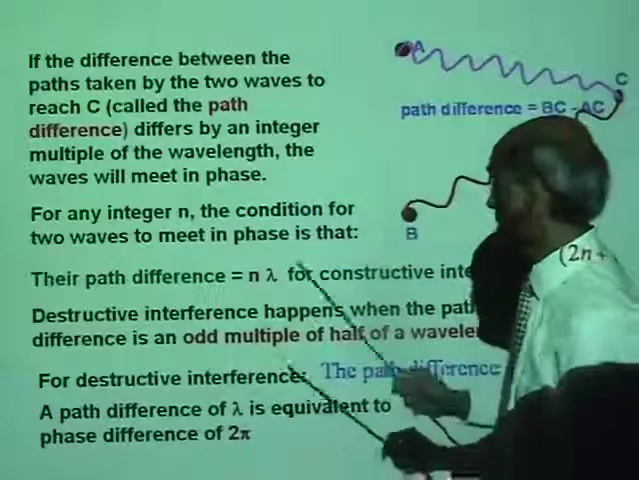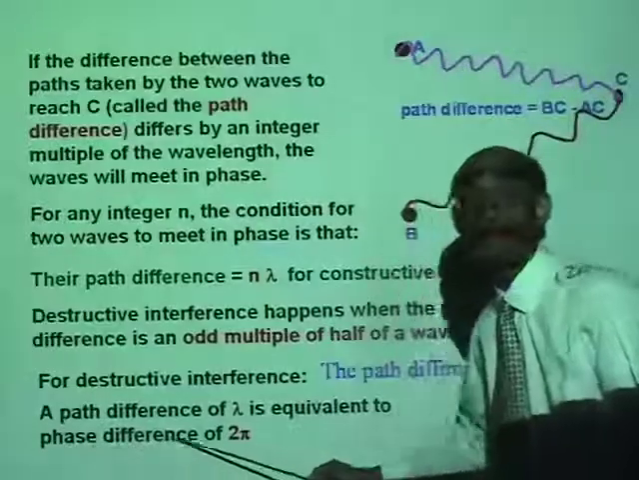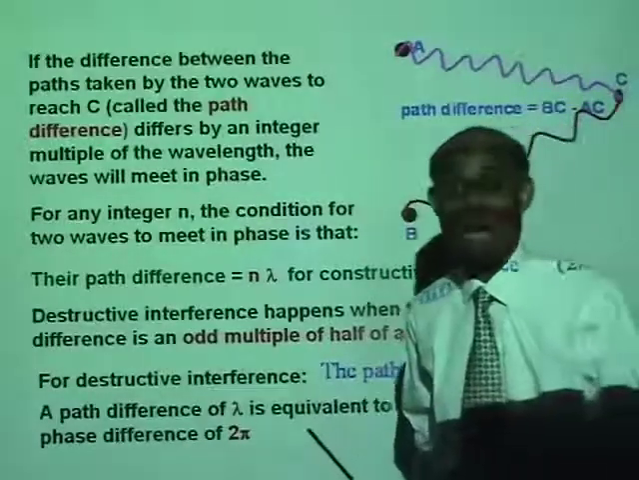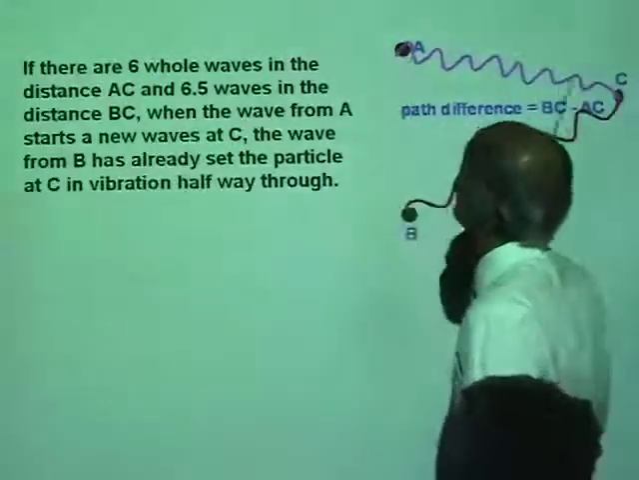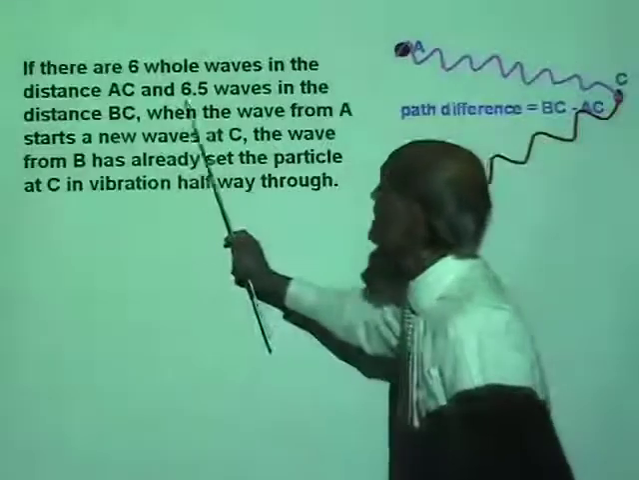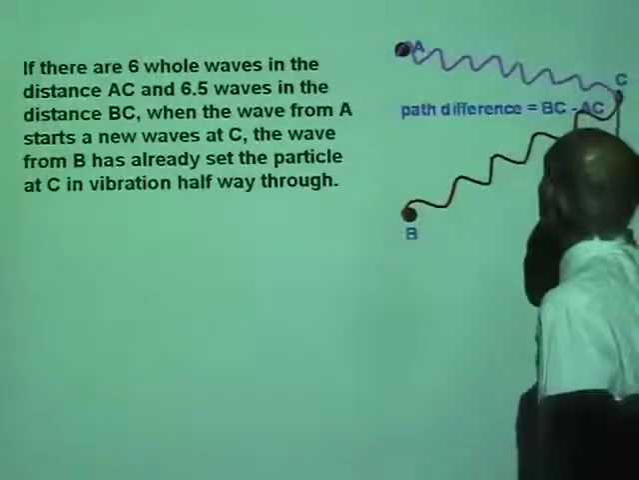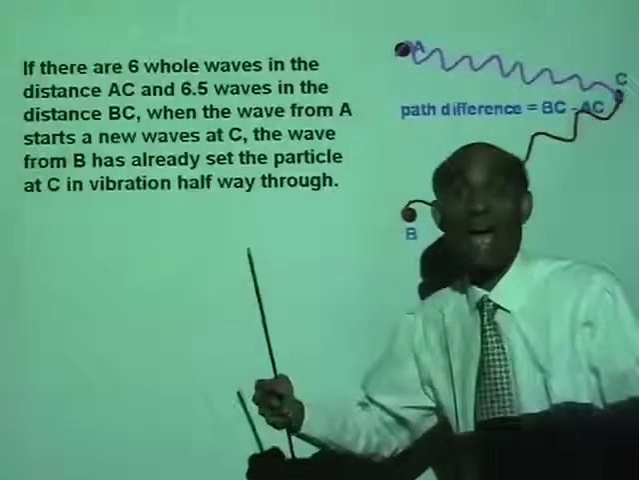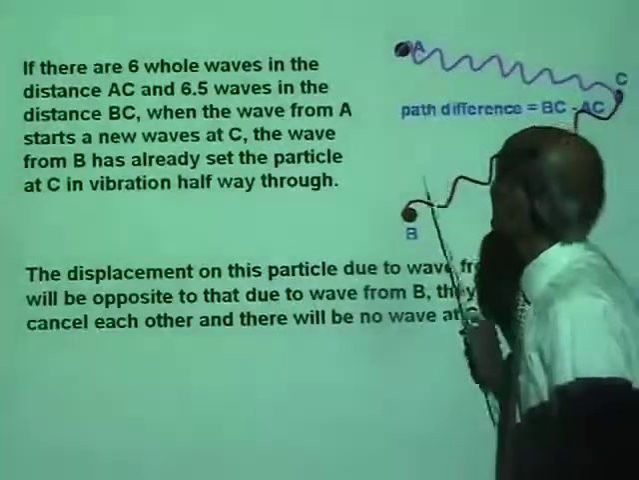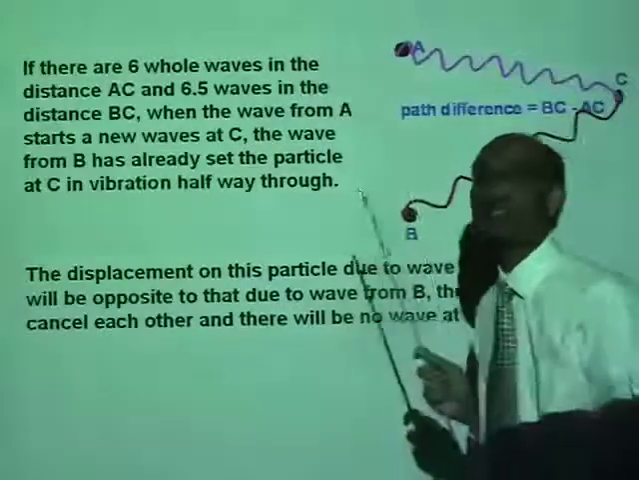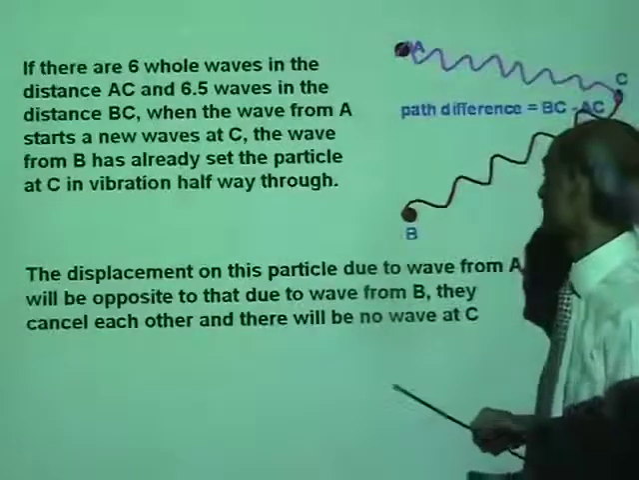Alright? You know that the path difference of lambda is equivalent to a phase difference of 2 pi. If there are 6 whole waves in the distance AC and 6.5 waves in the distance BC, then the path difference will be half a wavelength when they reach C. That means waves from A and waves from B will reach C completely out of phase, and there will be no sound at that time.